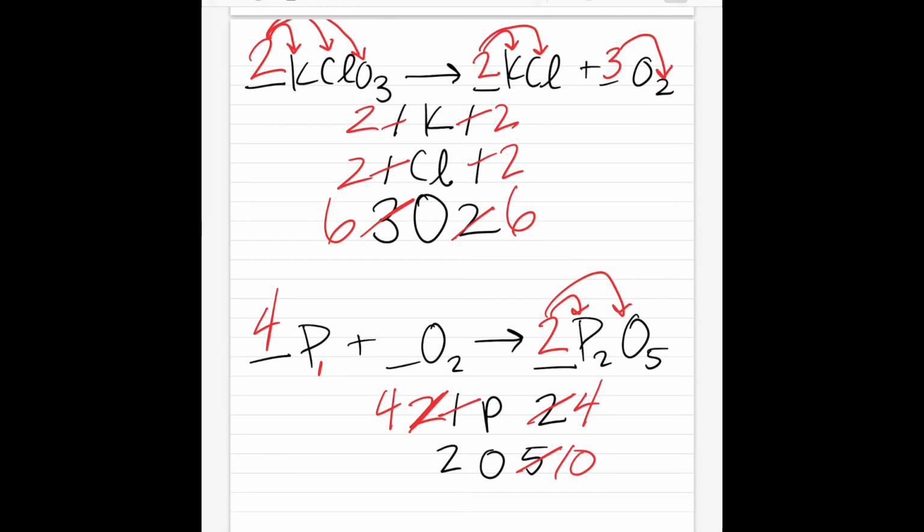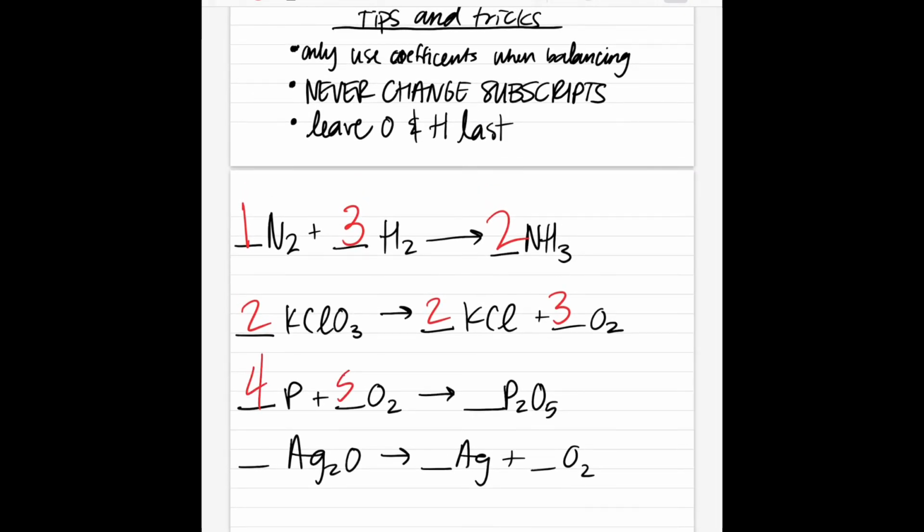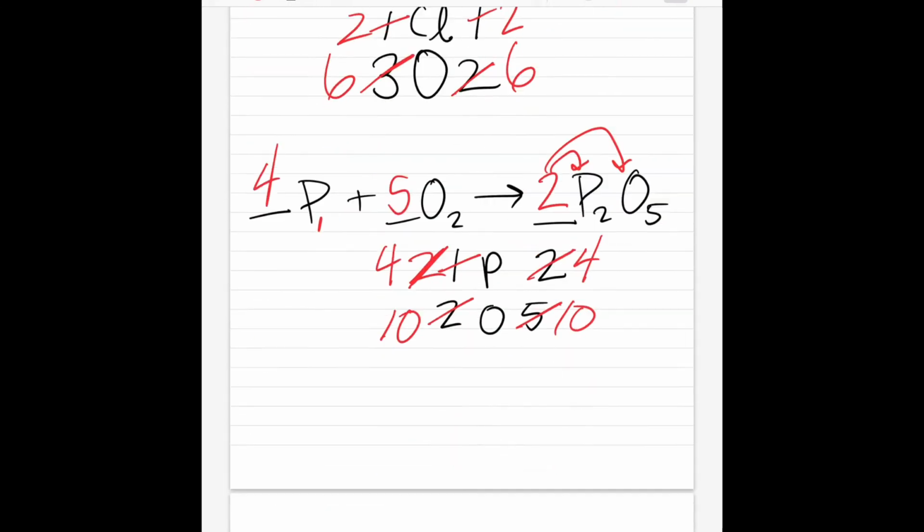All right, but now let's fix this oxygen. If I've got 2 already here and I need 10, let's put a 5 there. That would make 2 times 5 is 10. We are balanced. We are good to go. So 4, 5, and 2. All right, next one, and then we'll go into the challenge question.